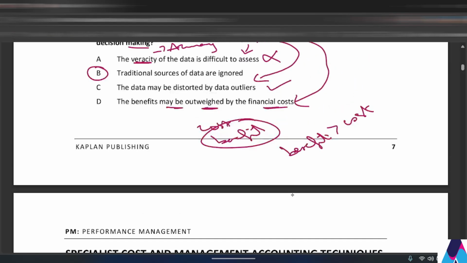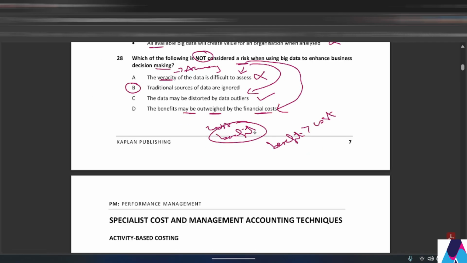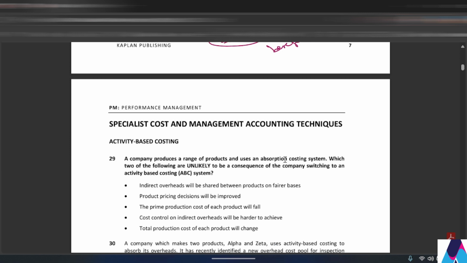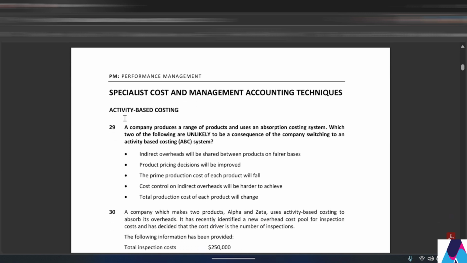And for today's video, I'm going to keep till question number 28. Now after this, we have specialist cost and management accounting techniques. This is the area that is going to start with activity based costing. So we'll continue with that.